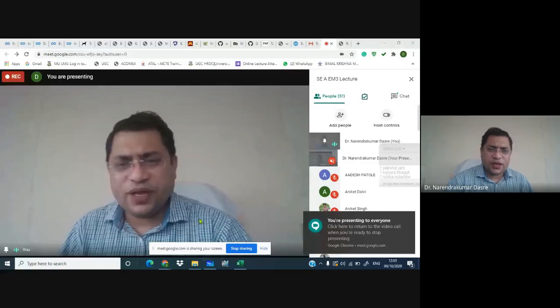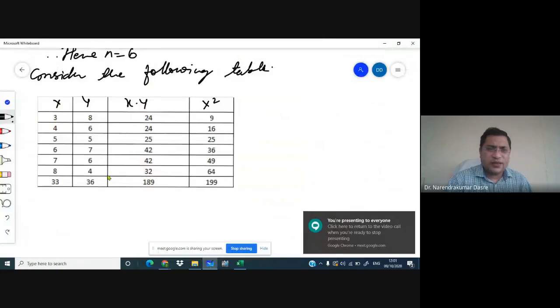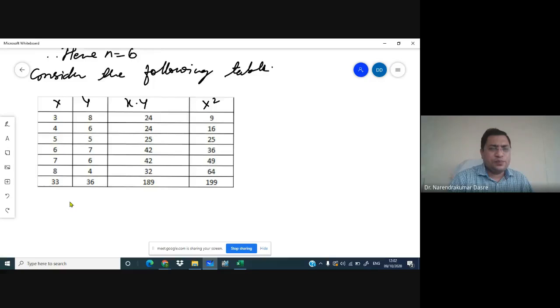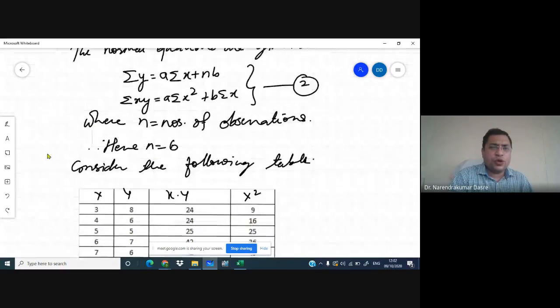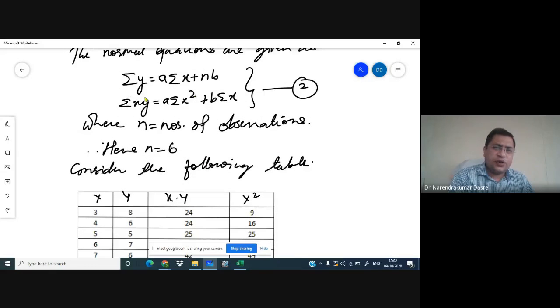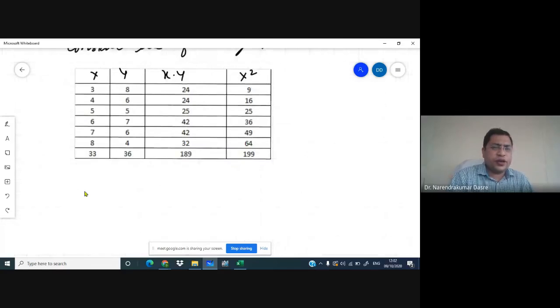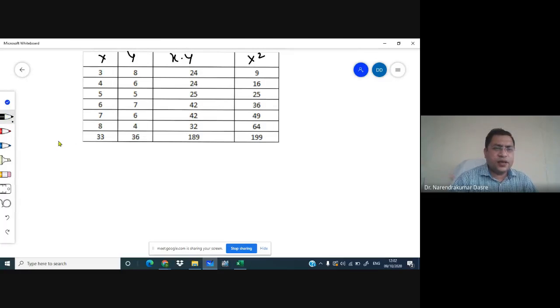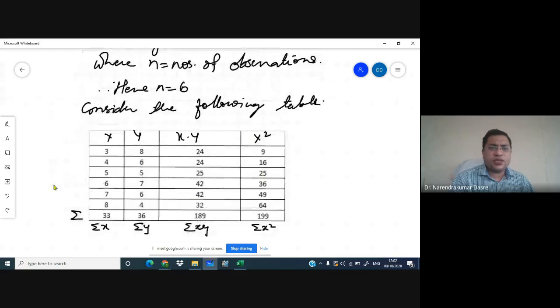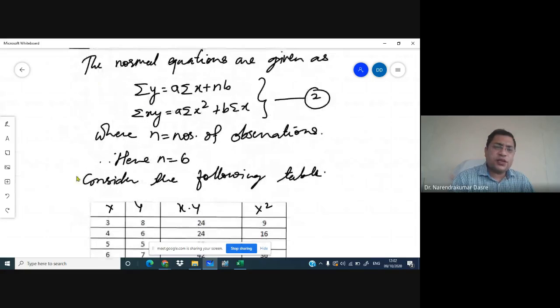Once we get this calculation, then what we have to do is use the normal equations. Here we need these values in the normal equations. What you have got here, this last row is the summation. This is summation x, this is summation y, this is summation x into y, this is summation x square. We got all these values, and hence we can put these values in equation 2.